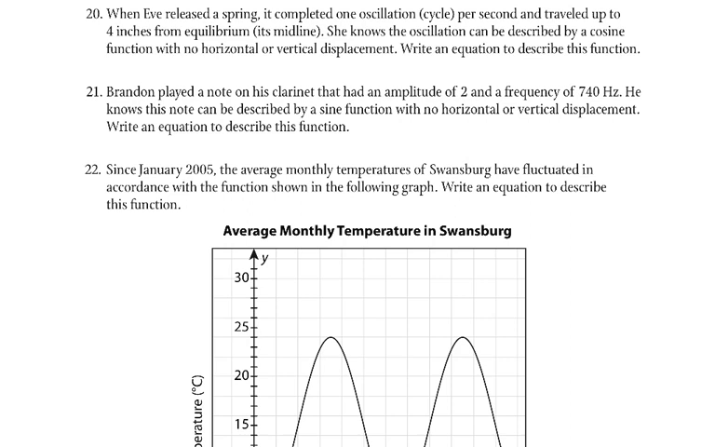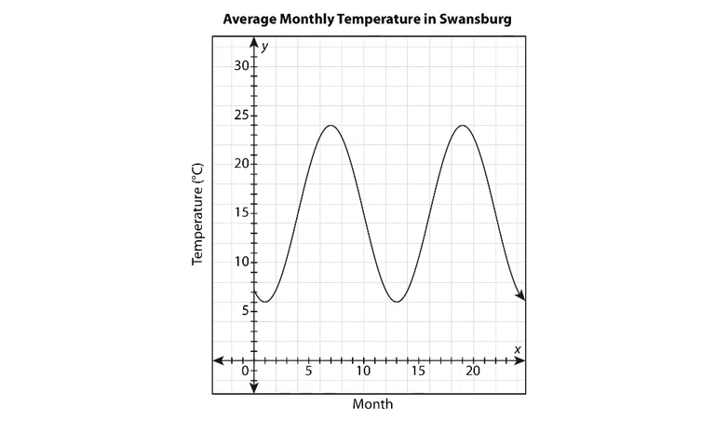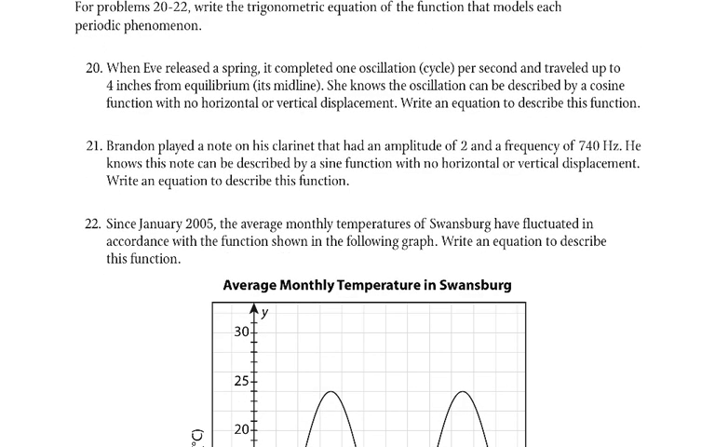Okay. Oh, I guess this only works for number 22. Sorry, so we're writing the equations. So we need again to find the A, the K, and the B.